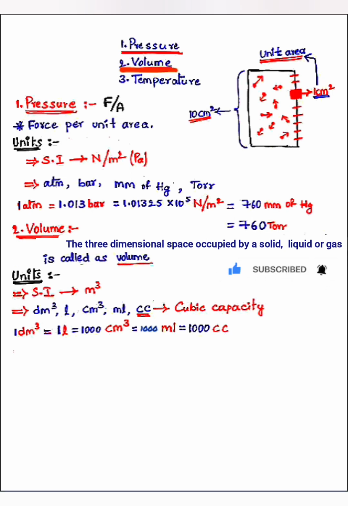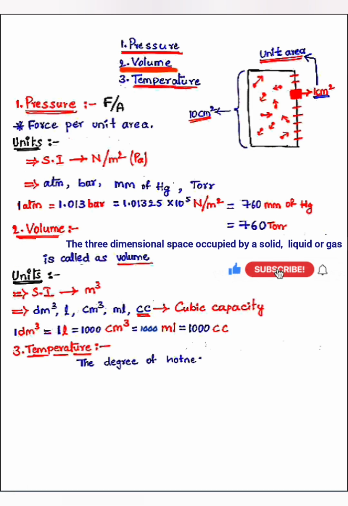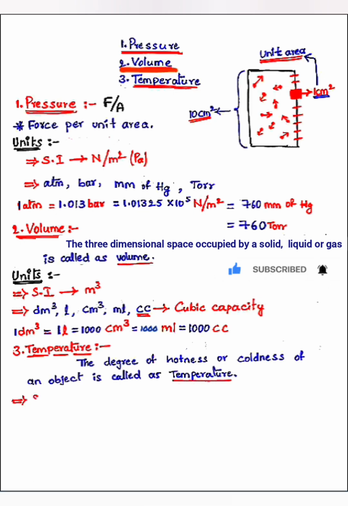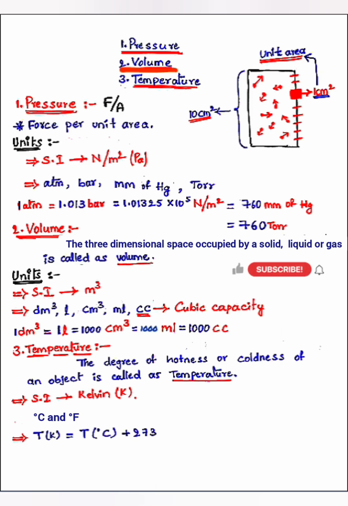Now let's talk about the third one, that is temperature. As we all must know, it can be simply defined as the degree of hotness or the degree of coldness of an object. For temperature, the SI unit is Kelvin, and the other units are degree Celsius or degree centigrade, and Fahrenheit. Temperature in Kelvin is equal to temperature in degree centigrade plus 273.15. So this is all about pressure, volume and temperature.